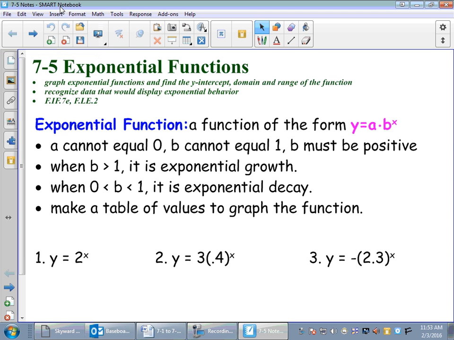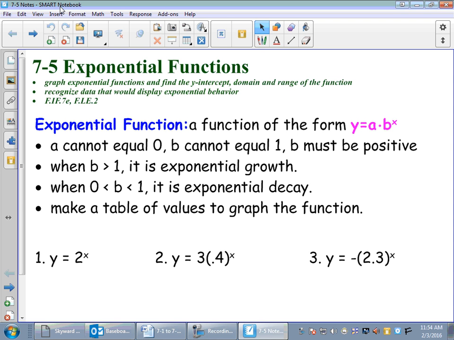All right, these are your 7-5 exponential function notes. In this lesson, we're going to learn how to graph exponential functions. We're going to find the y-intercepts of these graphs, and we're going to be able to identify the domain and range of the function. We're also going to be able to determine whether or not data represents exponential behavior based on a table of values. So lots of exponential functions.